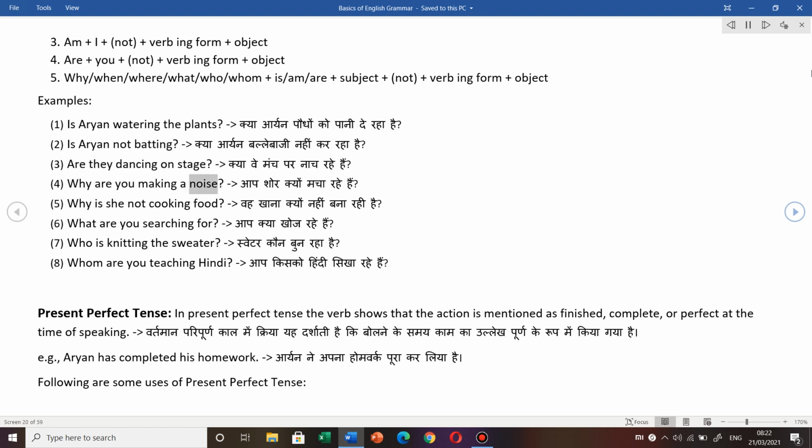Why are you making a noise? Why is she not cooking food? What are you searching for? Who is knitting the sweater? Whom are you teaching Hindi?